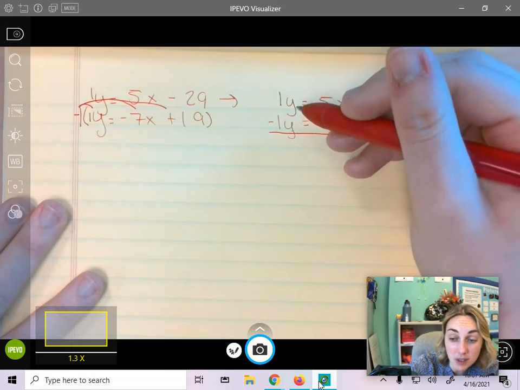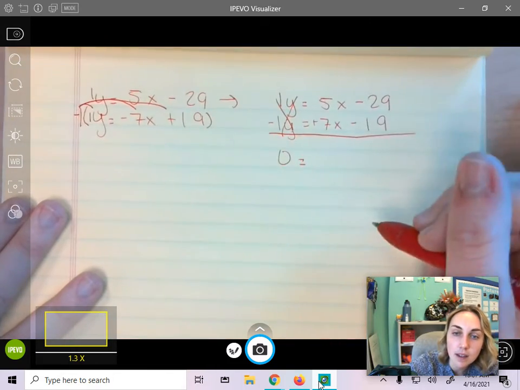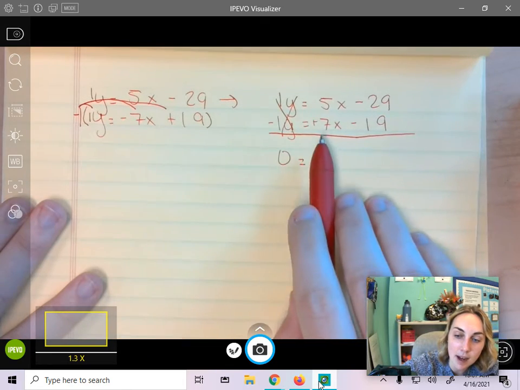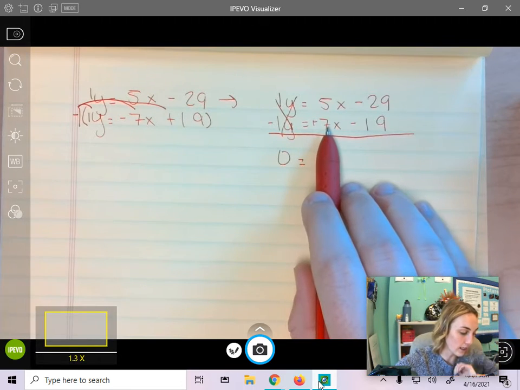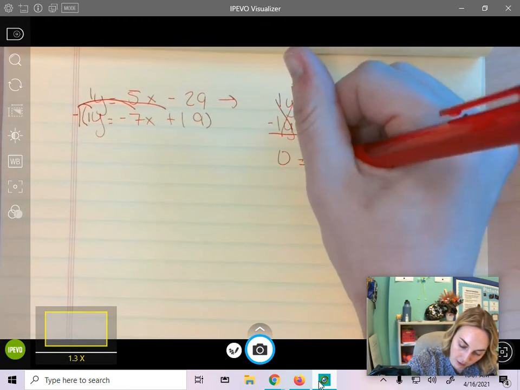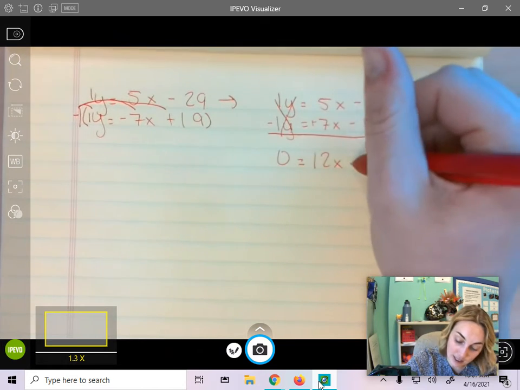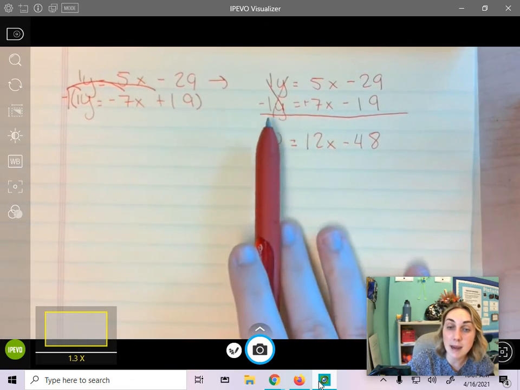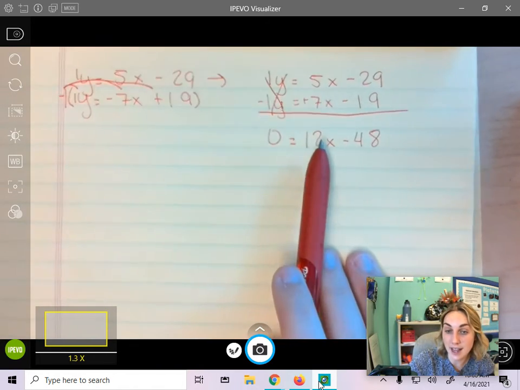1 minus 1, well, those are opposites, so I have eliminated that. That is equal to 0. 5 plus 7, because remember, negative times a negative gave me a positive, so I'm going to add these. 5 plus 7 is going to give me 12x. And the -29 minus 19 is going to give me -48. So I've eliminated my y variable. Now I can go ahead and solve for x instead.